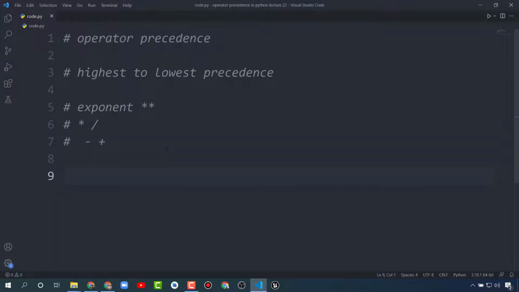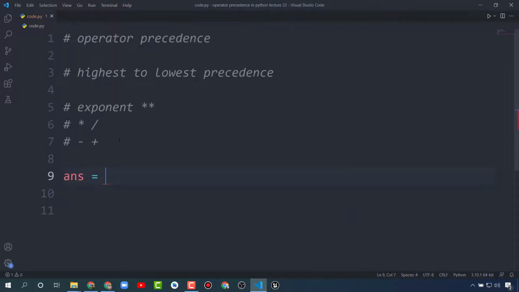So when we have a mathematical expression with arithmetic operators, first of all the exponent will be executed and solved, and then division and multiplication, and then addition and subtraction. So this is the precedence. The highest precedence is to the exponent and the lowest precedence is to subtraction and addition.